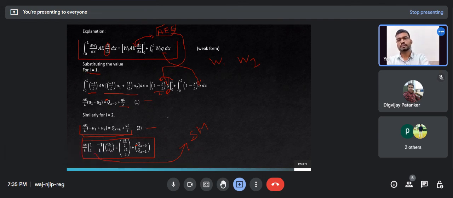So in this session we have seen how to derive the governing differential equations, and then how to identify the boundary conditions, and then how to generate the weak formulations, and from the weak formulations how to derive the stiffness matrix. Right? Any doubt in this part?